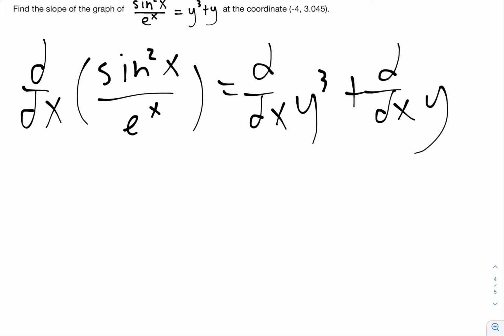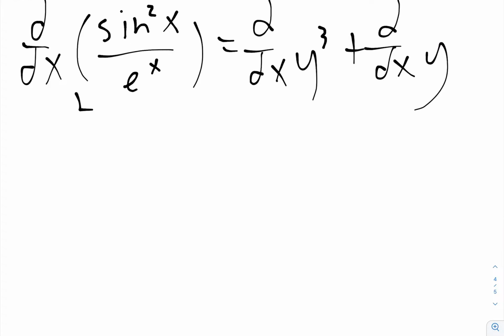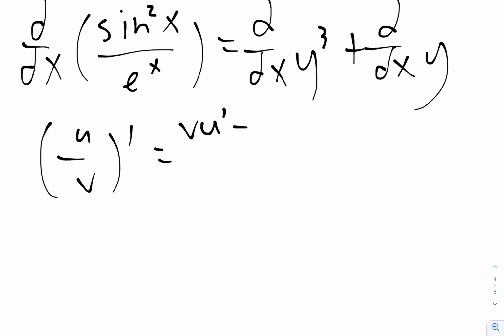Okay, so since we're taking the derivative of a quotient, we're going to have to use the quotient rule on this one. So remember the quotient rule, if we had u over v and we're taking the derivative of that, it's going to be v times u prime minus u times v prime over v squared. So v in this case is e to the x because it's on the bottom, and u prime is going to be the derivative of sine squared of x.